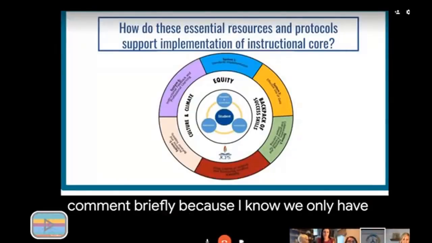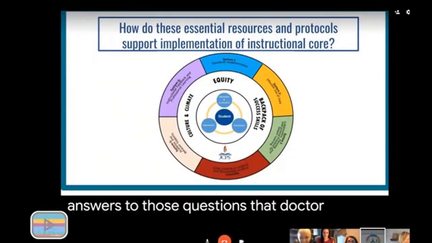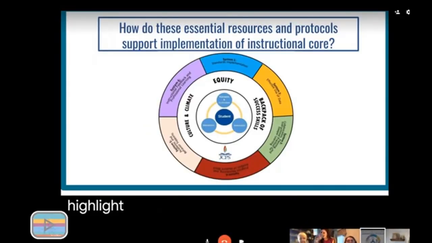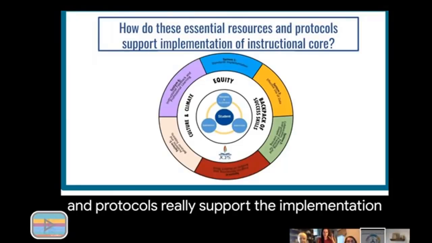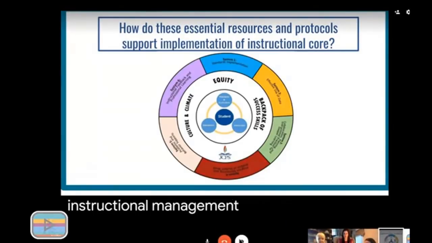So awesome. Suzanne's going to just talk briefly, because I know we only have 5 minutes and you're dying to know the answers to those questions that Dr. Coleman has for you. She's really going to just briefly highlight how all of these essential resources and protocols really support the implementation of the instructional core. Suzanne? So JCPS's instructional management resources are aligned to the 6 systems.